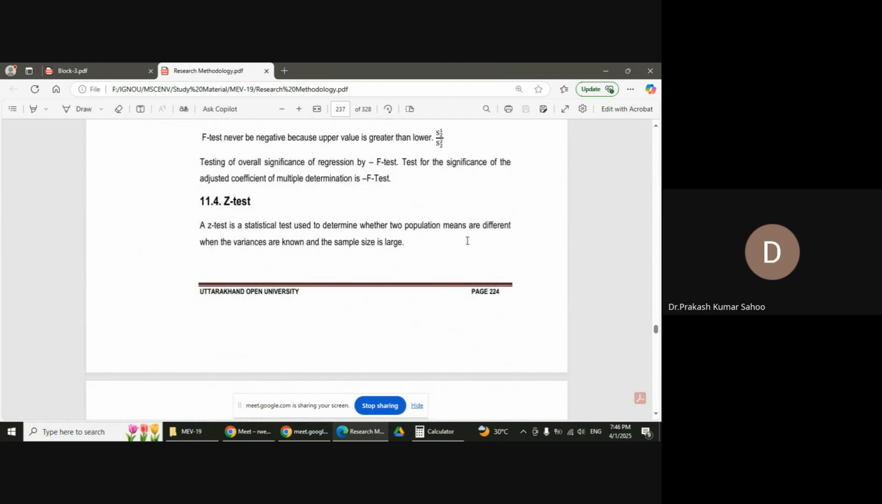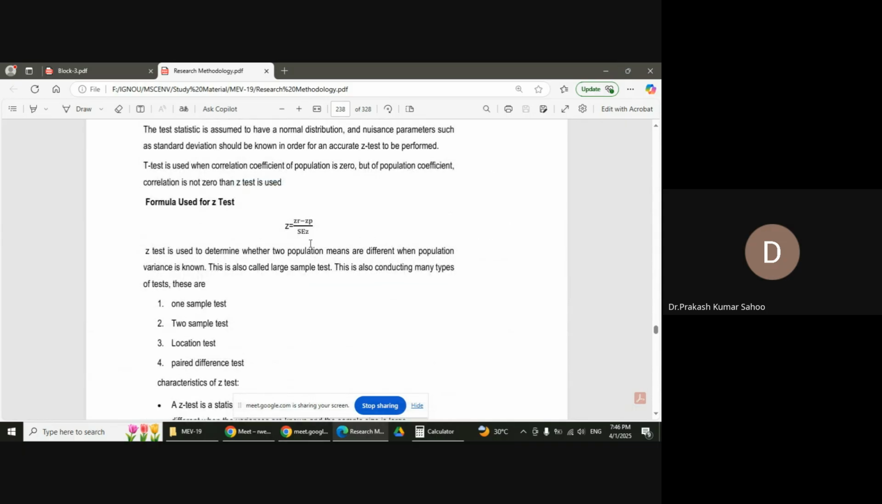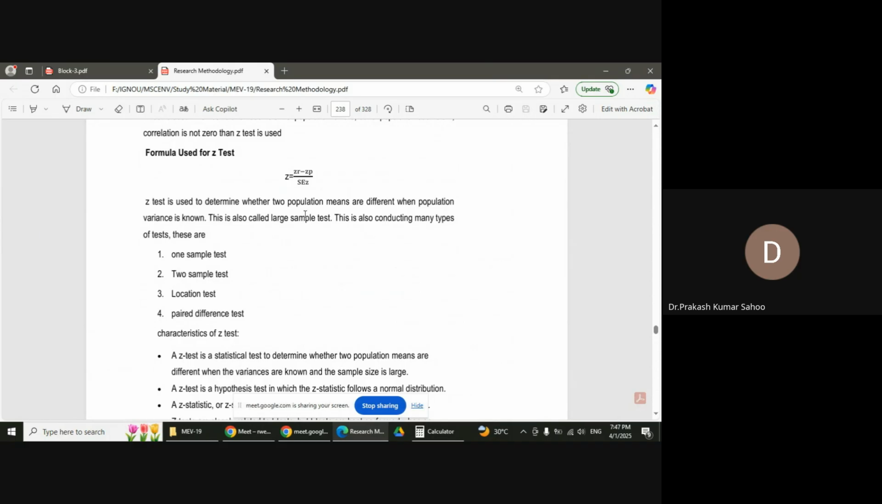Then we have the Z test. It is a statistical test used to determine whether two population means are different when the variances are known and the sample size is large. Variance is known and the sample size is large. So in this condition, the two populations are under Z test. So the formula of Z test, Zr minus Zp by Sez. So Z test is used to determine whether two population means are different and population variance is known. This is also called a large sample test.